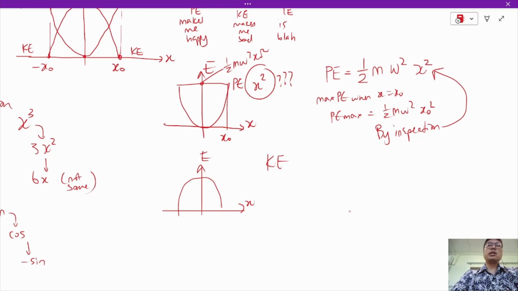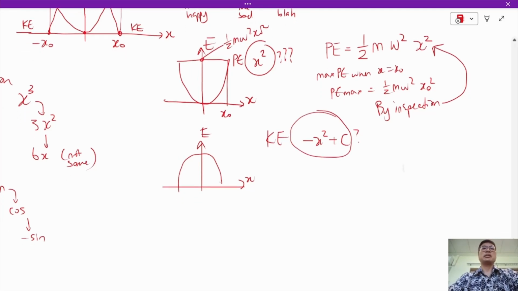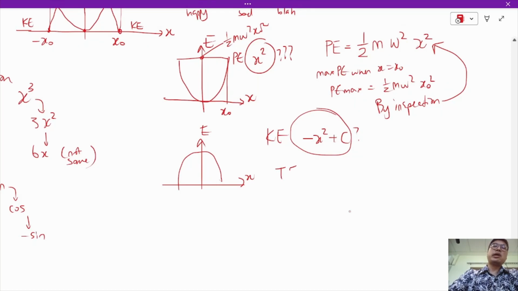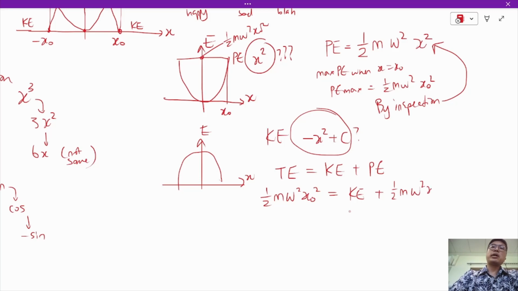Okay, so the kinetic energy graph, we know that it's going to be some kind of minus x squared graph plus c, isn't it? But remember that total energy is equal to KE plus potential energy. So total energy is given by half m omega squared x naught squared, and this is KE plus PE, and PE is given by half m omega squared x squared.